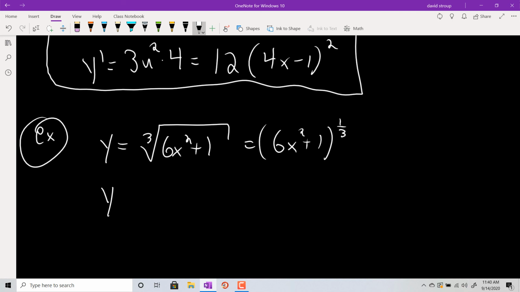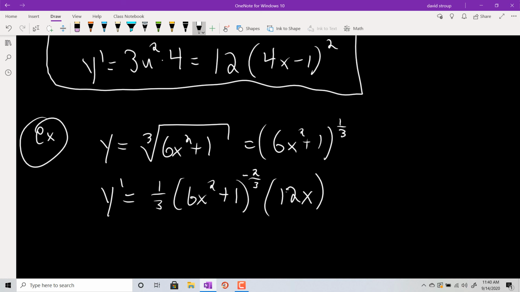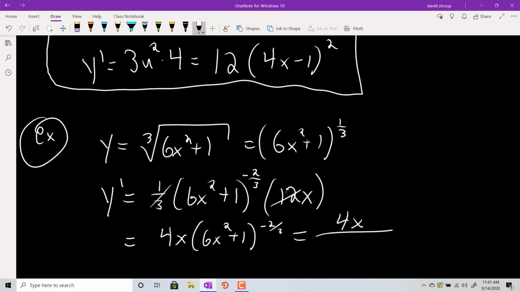And so if you just go directly to the derivative, power rule, bring down the 1/3 times 6x squared plus 1 to the 1/3 minus 3/3, which is minus 2/3, times the derivative of the guts, which would be, in this case, 12x. Simplify it. So 12 times 1/3 is 4. So we have 4x times 6x squared plus 1 to the negative 2/3. And then we like to get rid of the negative exponents again, so all over 6x squared plus 1 to the positive 2/3.